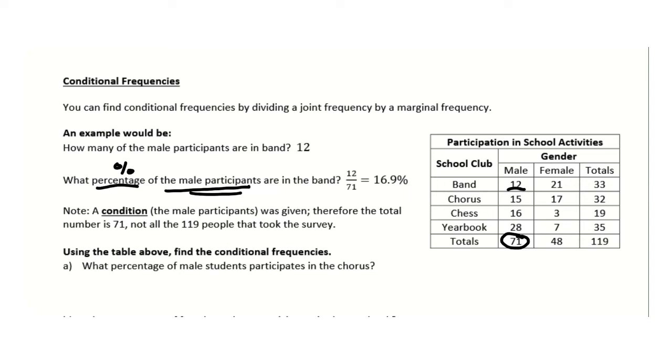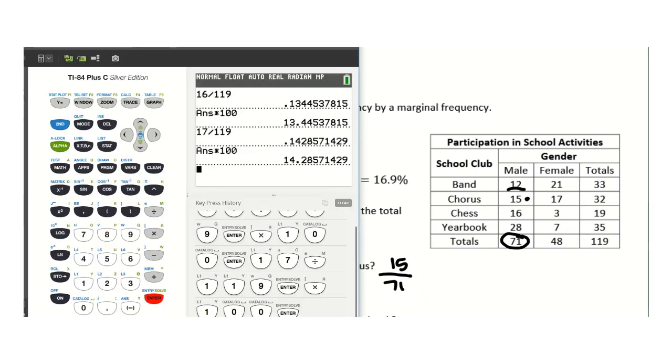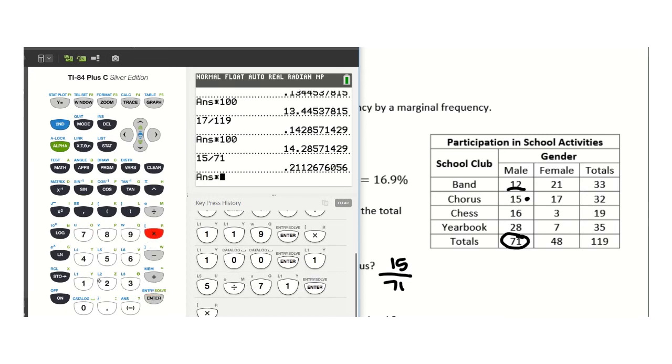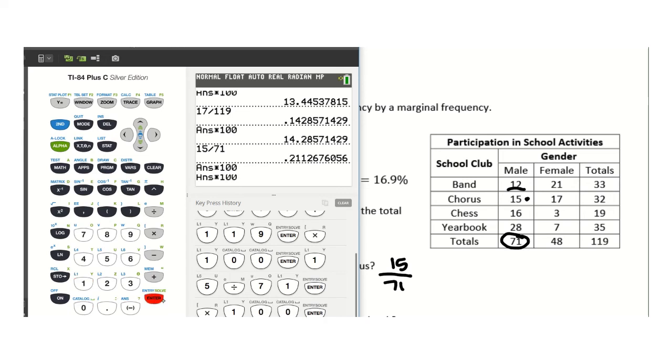So let's try another one. What percentage, so I'm finding a percent, of male students, so the total number of male students is 71. How many of them participate in chorus? So male and in chorus is 15. So in my calculator, I'm going to do 15 divided by 71, and then I'll multiply that by 100.